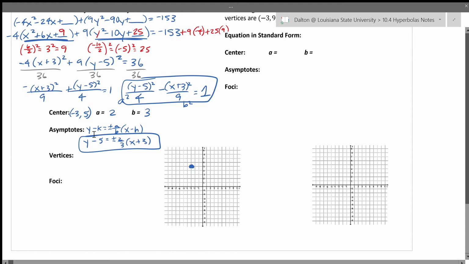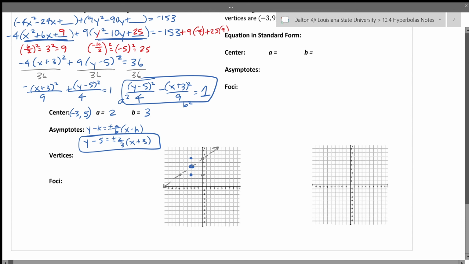And again, you can use a and b to graph the rectangle if you want right now. I know that my y squared term is first, which tells me that my vertices are going to be up and down from the center point. So since a is 2, there's a distance of 2 up from the center and 2 down from the center for the vertices. And then for the asymptotes, we just found that the slope was plus or minus 2/3. So from the center, I'm going to count up 2 and to the right 3, and down 2 to the left 3 for a positive 2/3 slope for an asymptote.